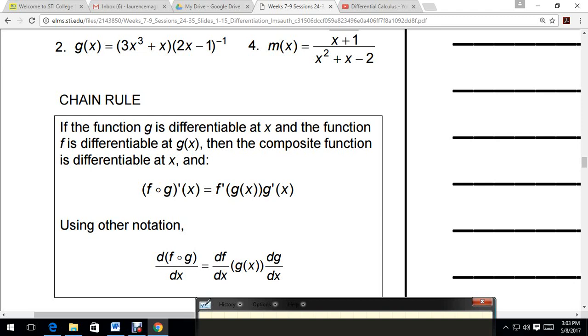Now, if the function g is differentiable at x and the function f is differentiable at g of x, then the composite function is differentiable at x. And this is expressed using these symbols. You have (f∘g)'(x), meaning the derivative of the composite function f of g of x is equal to the derivative of f with respect to g of x times the derivative of g of x.